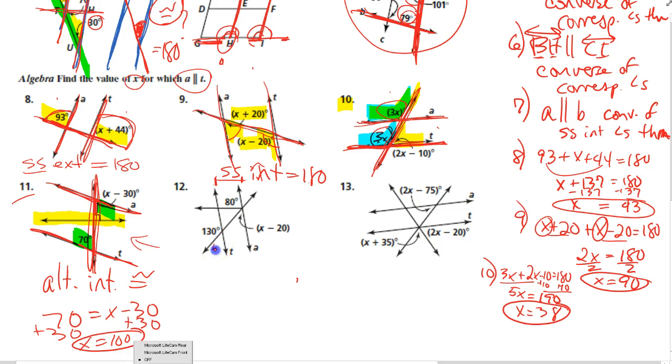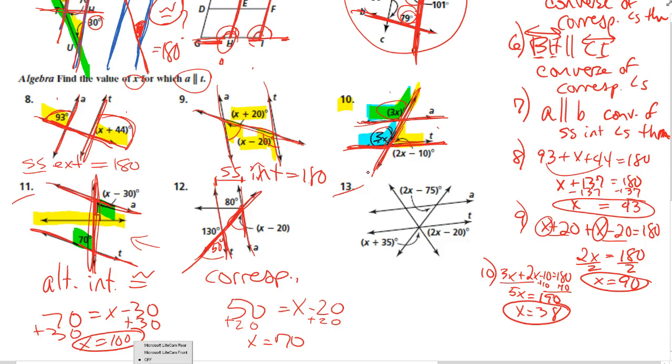We just figured out that this angle in here is 50 degrees, and this angle right here is x minus 20. So if this is my transversal, and these are the lines I'm trying to prove are parallel, then the 50 with the x minus 20 would be what? Corresponding angles. So now I can say 50 equals x minus 20, add 20 to both sides, and x equals 70. Great. Last one, 13.